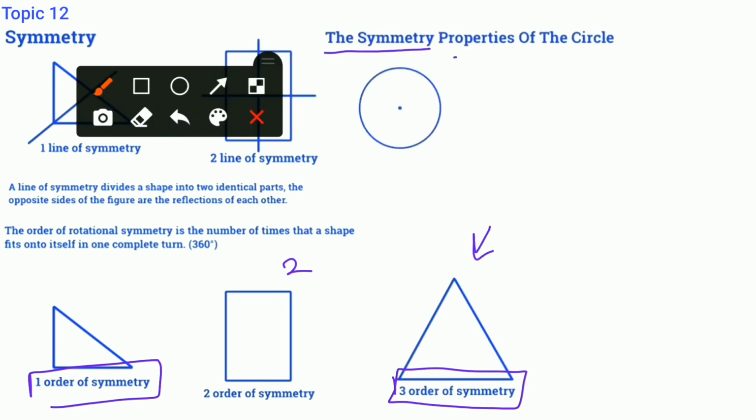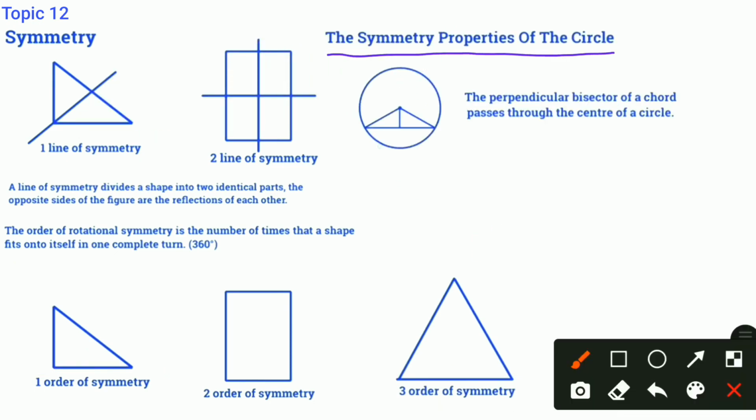Now we have the symmetry properties of a circle. Let's say we have the circle, and this is the radius r. This is a straight line which is passing through, and you can see that there's one line of symmetry. This is a chord. The perpendicular bisector of a chord passes through the center of a circle. So it passes through the center.